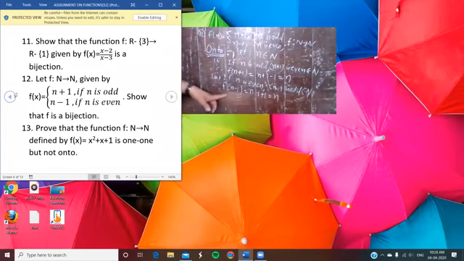So here you see that for all n belonging to N, there exists n belonging to N such that, that is what you have to write, or for all n belonging to the codomain, there exists its pre-image in its domain. So f is onto function. So you can write it.